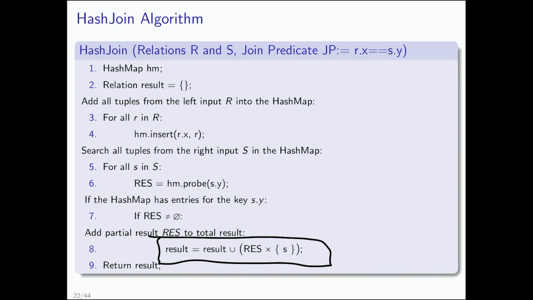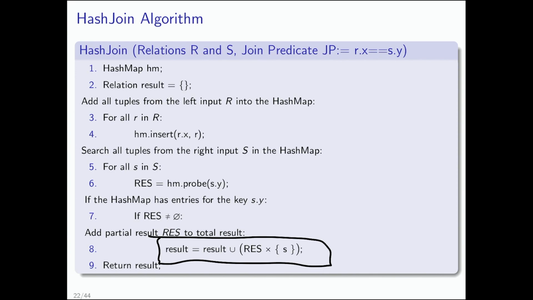Mm-hmm. And we are appending it with the cross product of the R entry and the S entry, which is only a tuple, but it's marked as a cross product. A single entry. No, you can assume that it's not duplicate free.